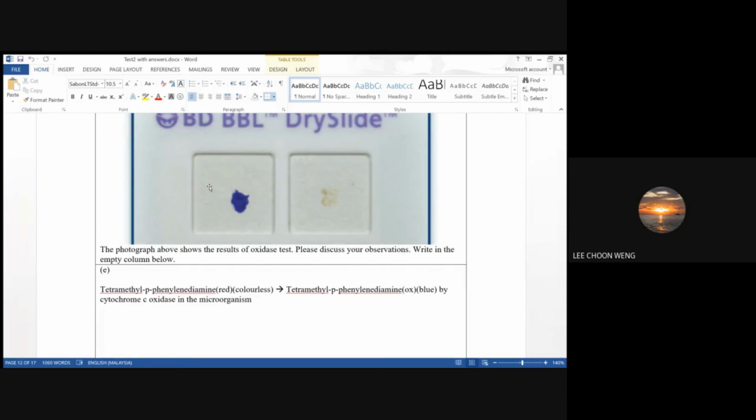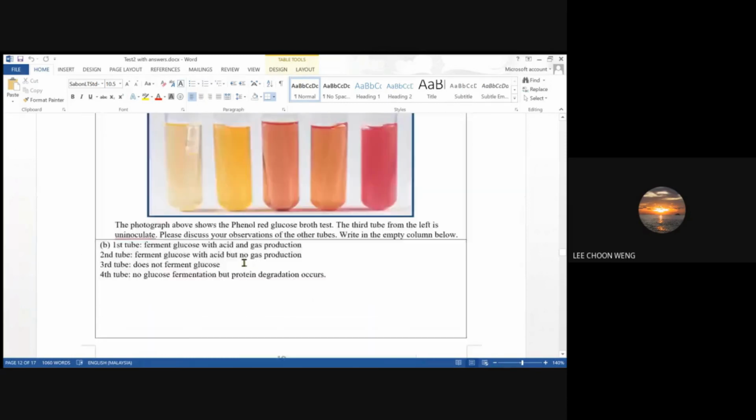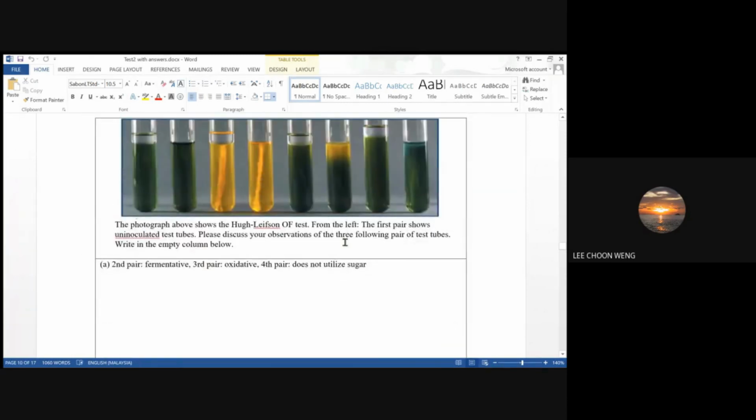are oxidase negative, Pseudomonadaceae are oxidase positive, Vibrionaceae are oxidase positive. So three very important families. Then for the OF test, similarly, Pseudomonadaceae is oxidative, Enterobacteriaceae and Vibrionaceae is fermentative.